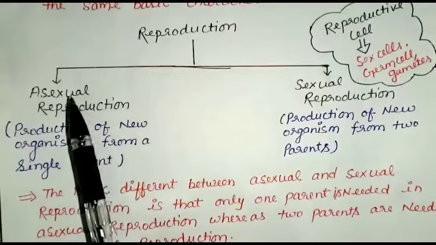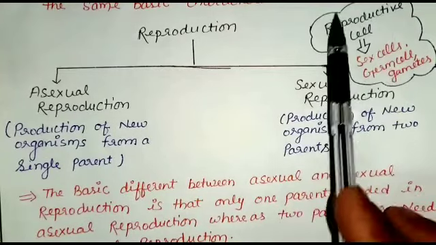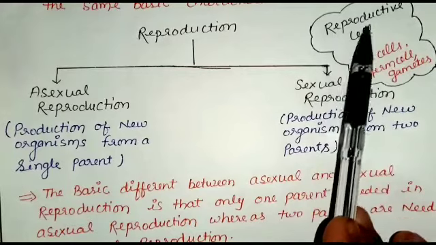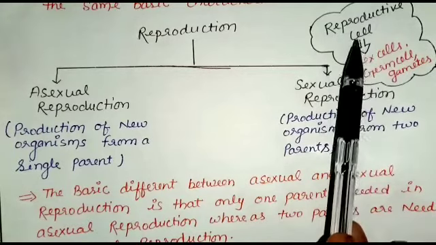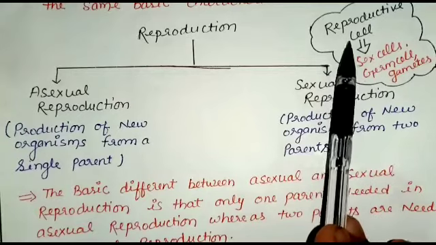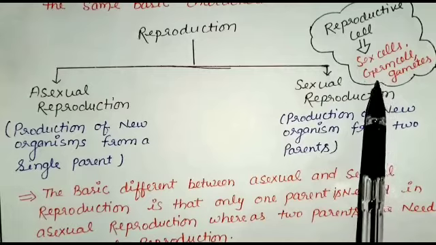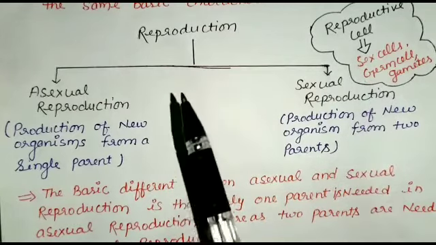Before discussing asexual reproduction and sexual reproduction, we discuss the meaning of reproductive cells. Reproductive cells are those cells which take part in reproduction. The other names of reproductive cells are sex cells, gametes and germ cells.